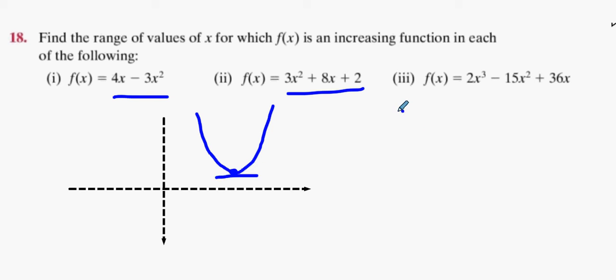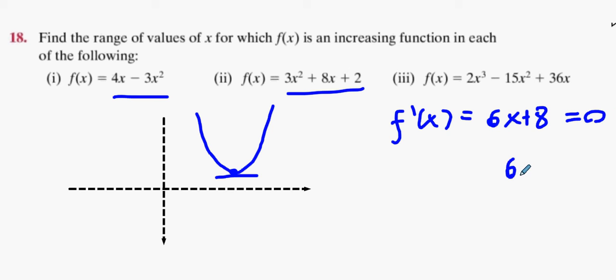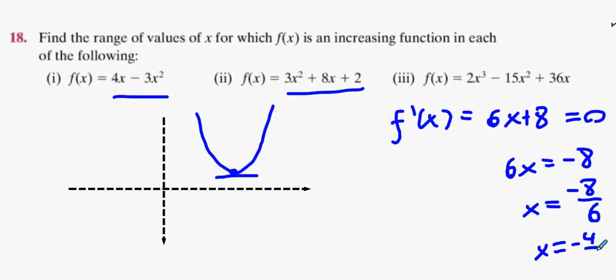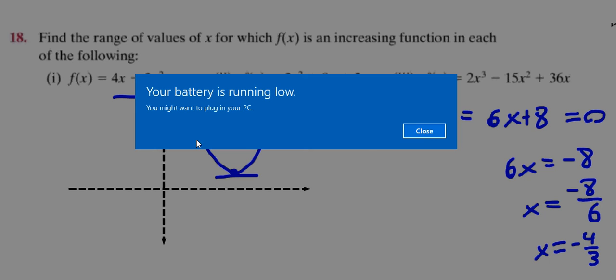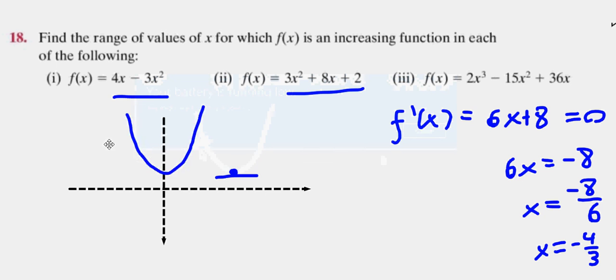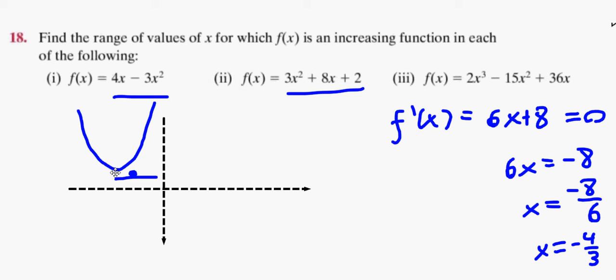So first derivative is going to be 6x plus 8. Slope is equal to 0. 6x equals minus 8. X equals minus 8 over 6, which is minus 4 over 3. That means the minimum point occurs in the negative x region. And the negative x region is over here. Is that right?